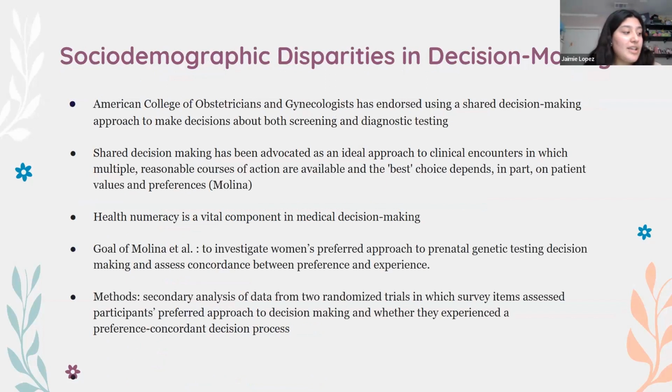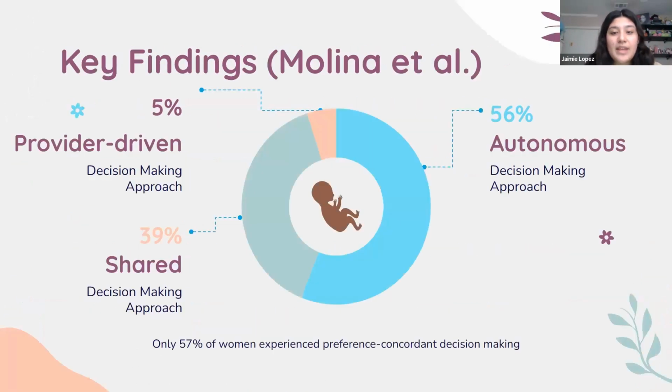And then transitioning into socio-demographic disparities and decision making. Here, the goal of the study was to investigate women's preferred approach to prenatal genetic testing decision making and assess concordance between preference and experience. The results were that 5% of women preferred provider-driven decision making, 56% preferred autonomous decision making, and 39% preferred shared decision making, with only 57% of women experiencing their preference concordant decision making.